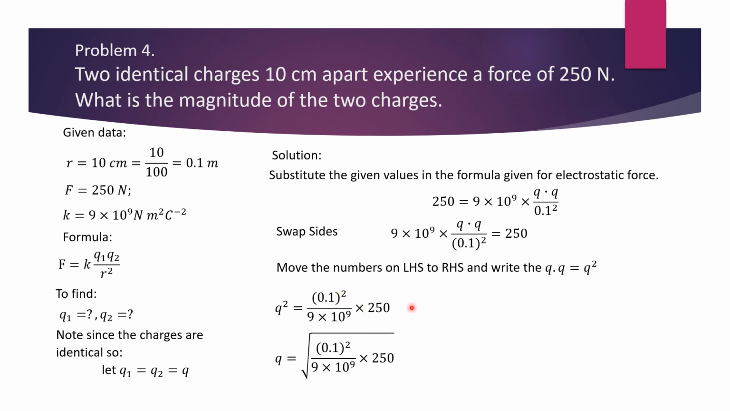Multiplied by 250. Now since it is Q square, you need to find Q. Take the square root on both sides. So Q will become square root of all these values. Now using a calculator, calculate and you will reach an answer. Q is approximately equal to 1.67 into 10 power minus 5 coulombs.